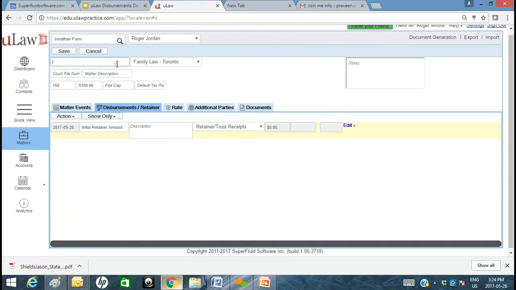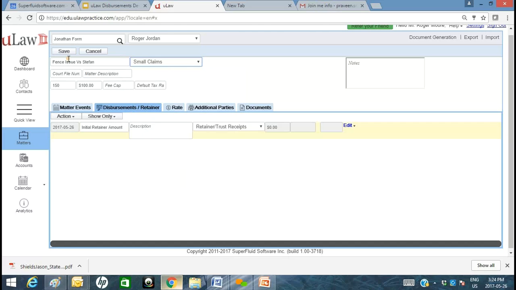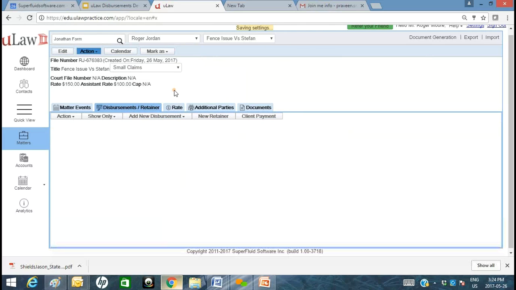All right, so let me go ahead and say that it's a defense issue. Make that a small claims matter. Okay, keep it simple. Keep in mind, the different disbursements differ based on the area of practice, right?